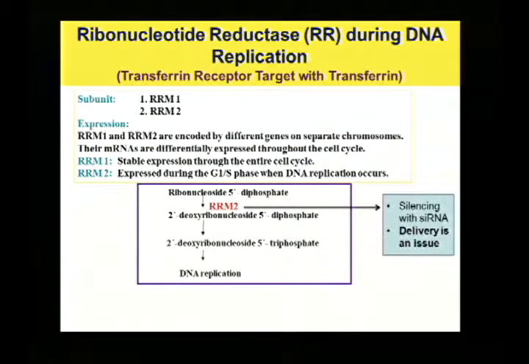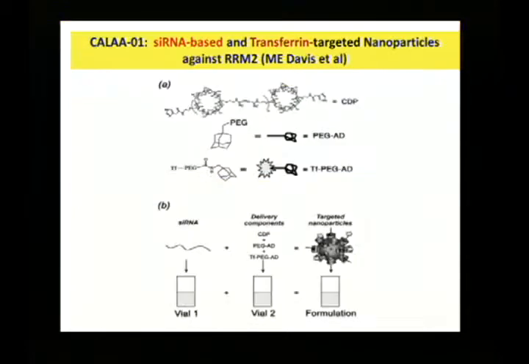Next. So one of the enzymes we are working on is the so-called ribonucleotide reductase, which is a very important enzyme in DNA synthesis. There are two different subunits, RM1 and RM2 here. We are targeting RM2 using siRNA, which effectively blocks this process. But delivery is still a big issue because it is easily degraded and it's not working in vivo, or even in patients.